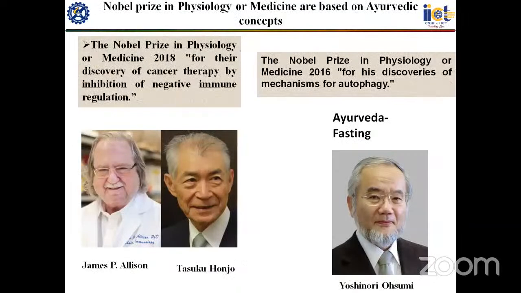So here I have quoted some Nobel Prize winning concepts in 2016 and 2018, where these concepts are also directly or indirectly related to our traditional knowledge. In 2018, the Nobel Prize was for the discovery of cancer therapy by inhibition of negative immune regulation, which is almost directly or indirectly related to our Ayurvedic concept of Vata, Pitta, Kapha. Similarly, in 2016, for the discovery of the mechanism of autophagy. Autophagy is nothing but fasting, which in Ayurveda is called Langhana. So that shows the importance of our traditional knowledge and traditional system of medicine.